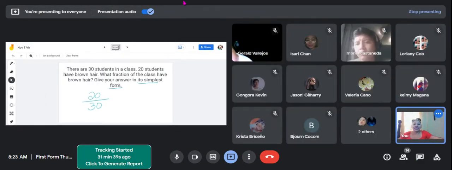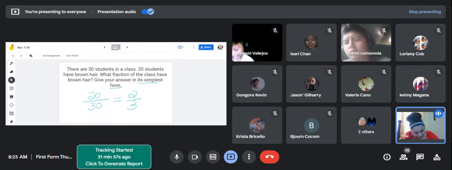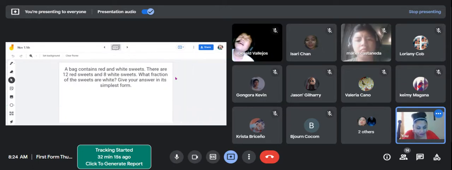Anybody, what is 20 over 30 reduced? Two-thirds, very good. I can cancel by 10. There are 2 tens in 20 and there are 3 tens in 30, right? Or I could just cancel the zeros and I get 2 over 3. Is the question clear? Okay, good. Next one.